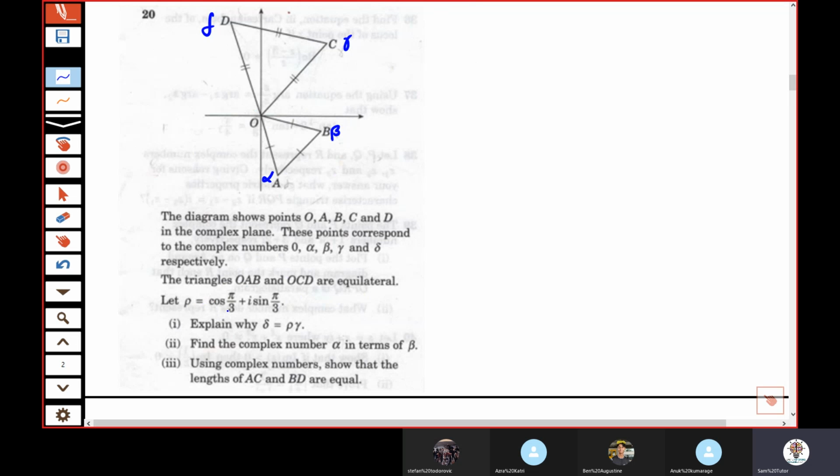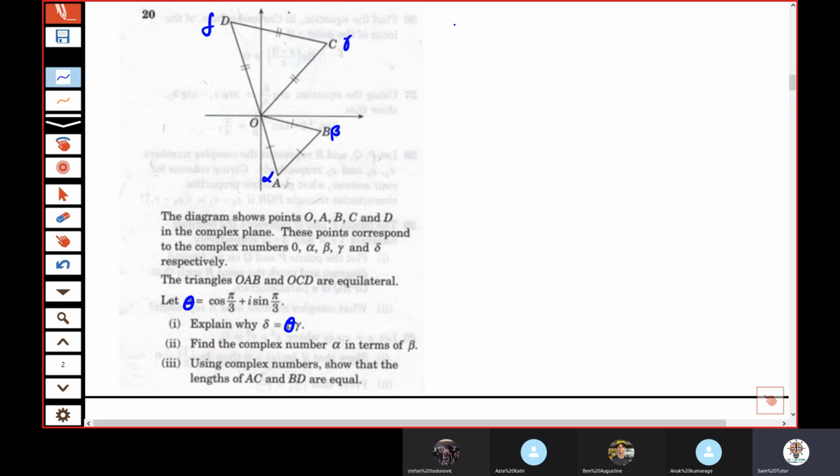Okay, so let's make that into a theta, just a bit easier to pronounce. There we go. Let theta equal cis 60 degrees. Explain why delta is theta times gamma. Obviously. We agree with that?